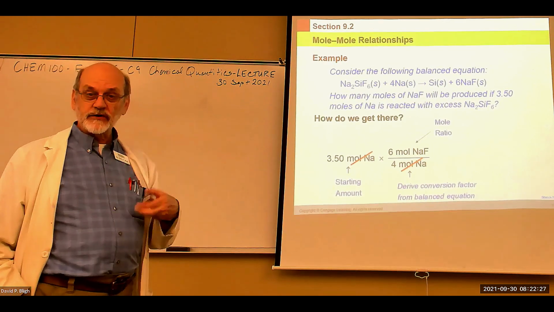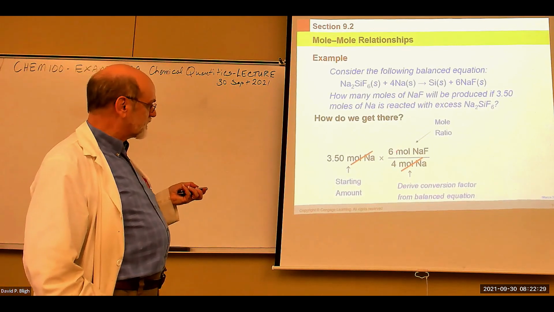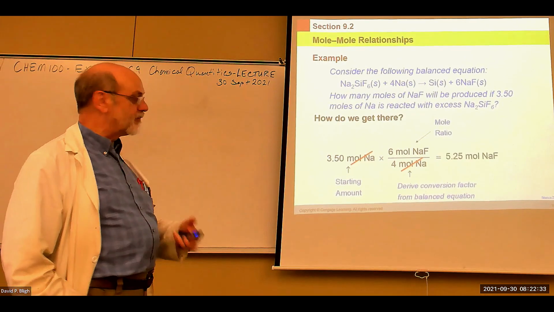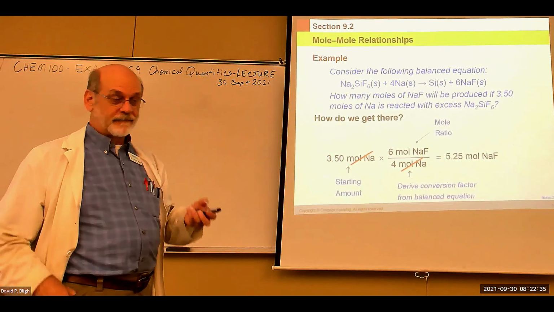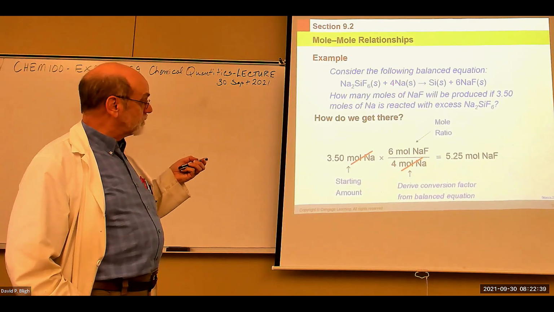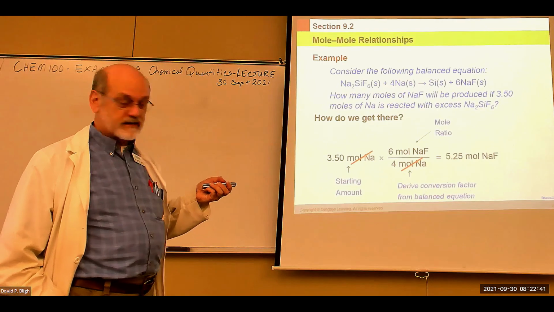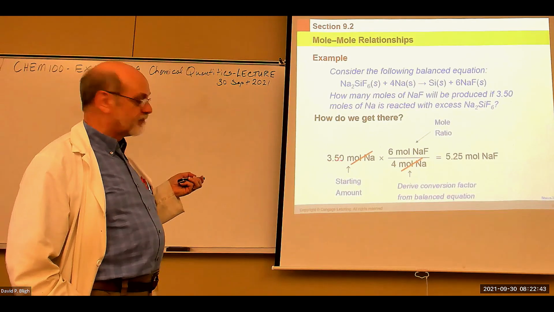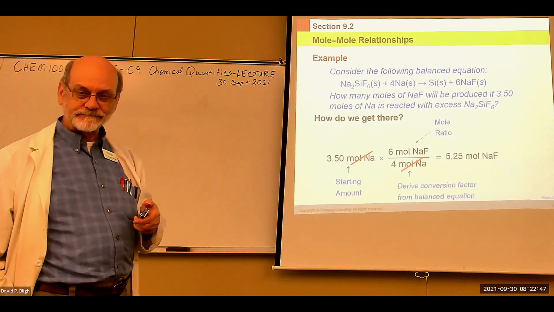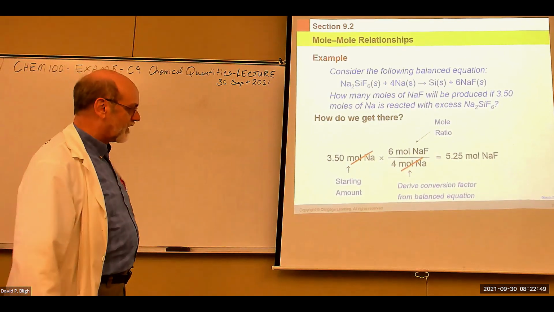Then now all we have to do is crunch numbers. 6 divided by 4 times 3.5 gives us 5.25 moles of sodium fluoride. So we know that if we take all of this sodium and make sodium fluoride out of it, then if we start with 3.5 moles of sodium, we end up with 5.25 moles of sodium fluoride. All right.